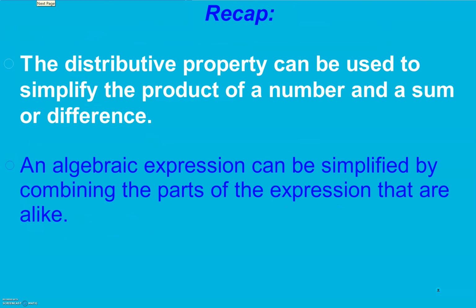Quick recap here for this section. The distributive property can be used to simplify the product of a number and a sum or difference. And an algebraic expression can be simplified by combining the parts of the expression that are alike. And that's all I have for section 1.7.